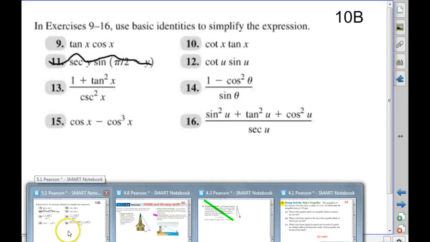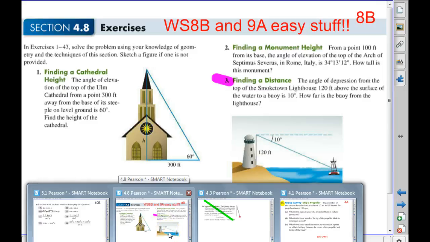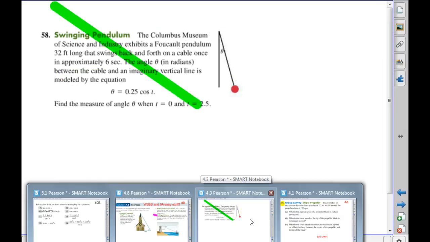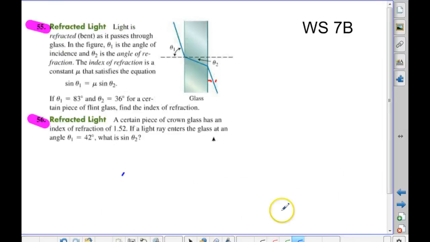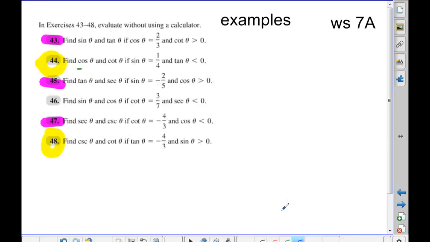Anybody 5-1, which is 10B and 11? Or 8B and 9A? Or this was worksheet 7? Did we do an example on worksheet 7A of these kind? No. This is actually the other thing that I did today with every class, I think, was go over an example on 7A of these 43 through 48. We did Germany. Okay, thank you.